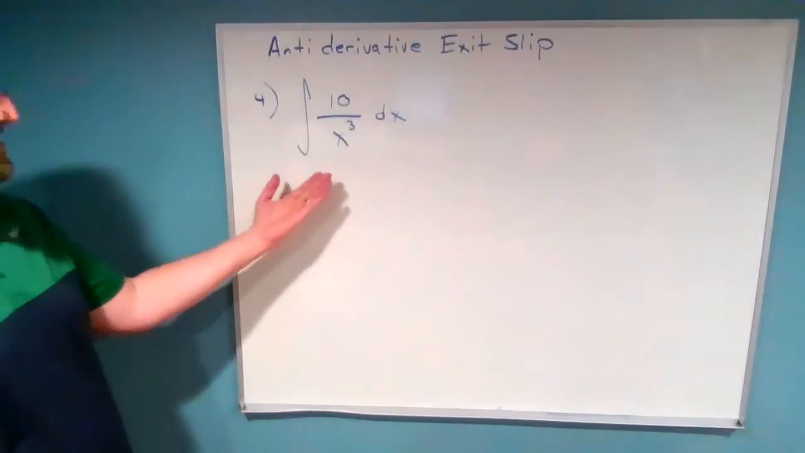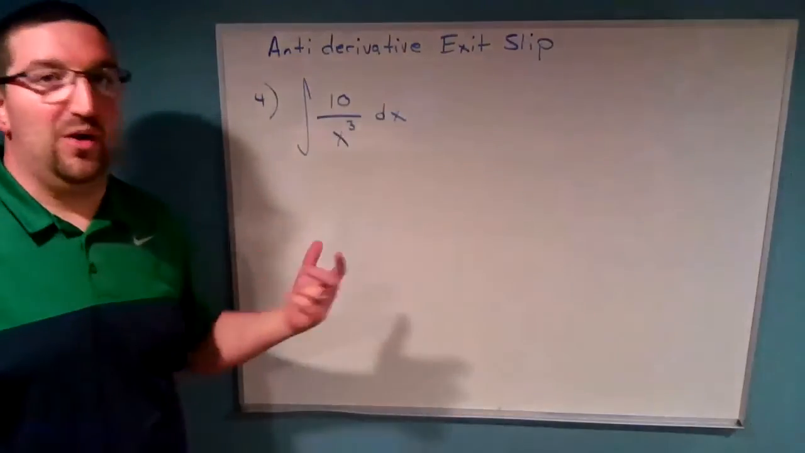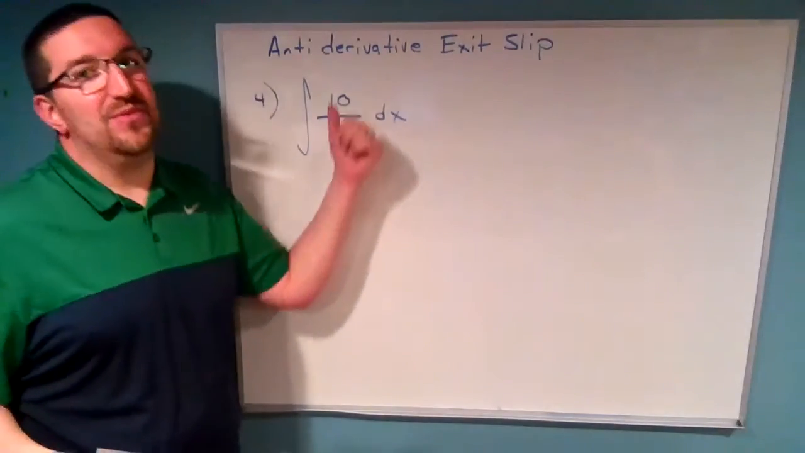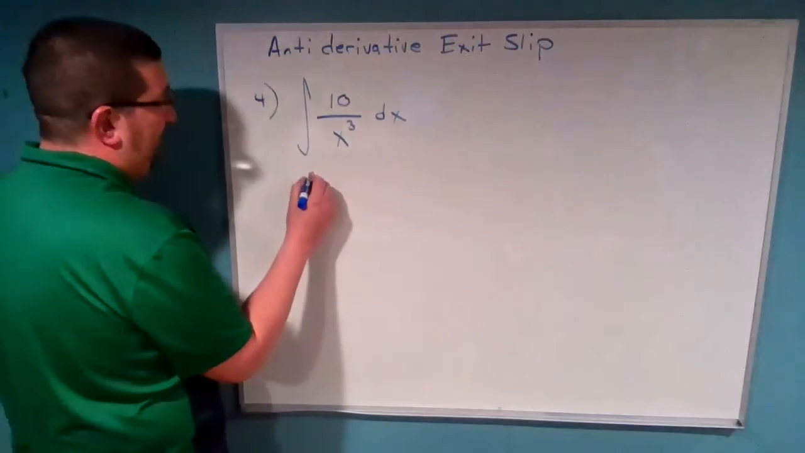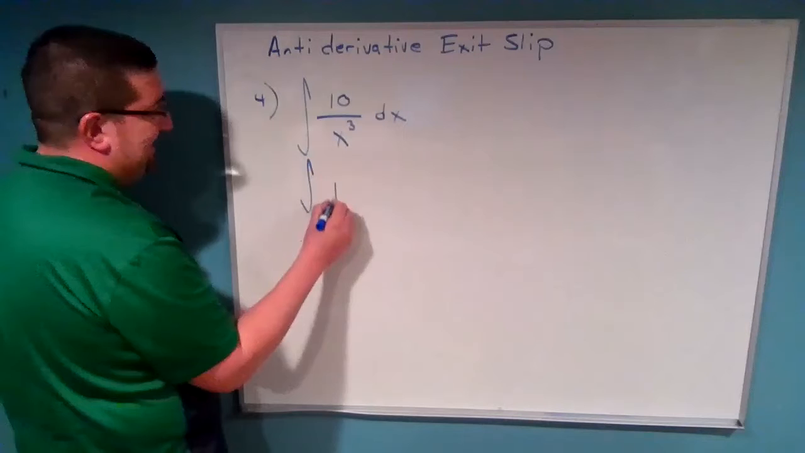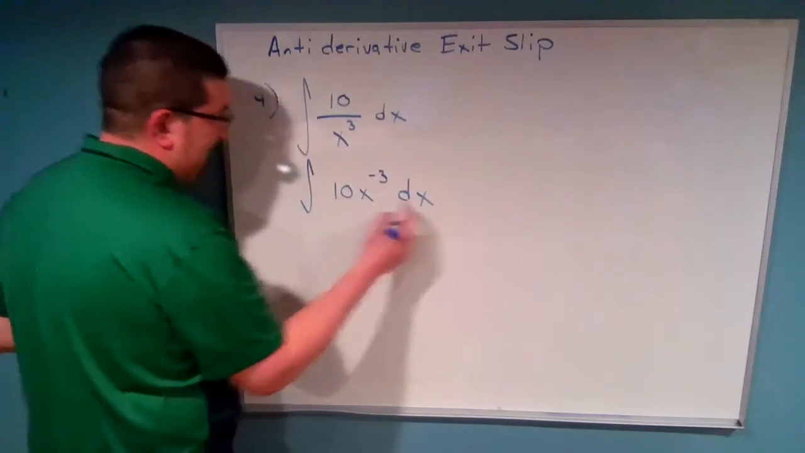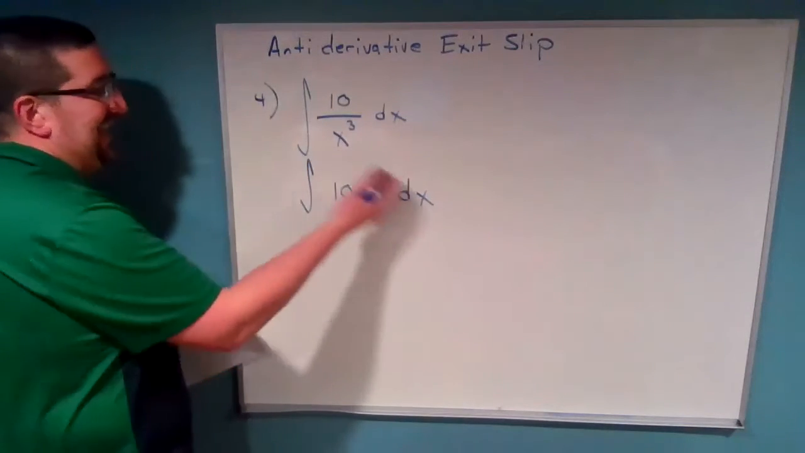And number 4 might be something that you look at and you say, whoa, what is that? Why is the x down below? Just as we did with our derivative, we have to move that up. So we move that up by rewriting this as 10x to the negative 3 dx. Notice I keep that integration there because I haven't formed the antiderivative yet.